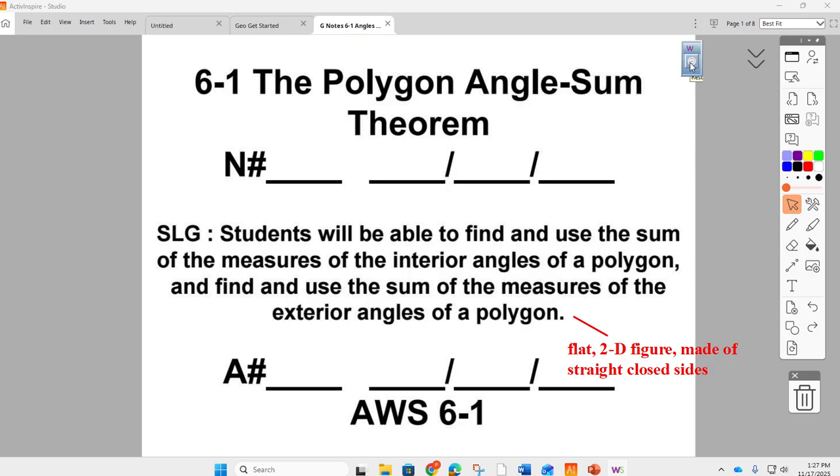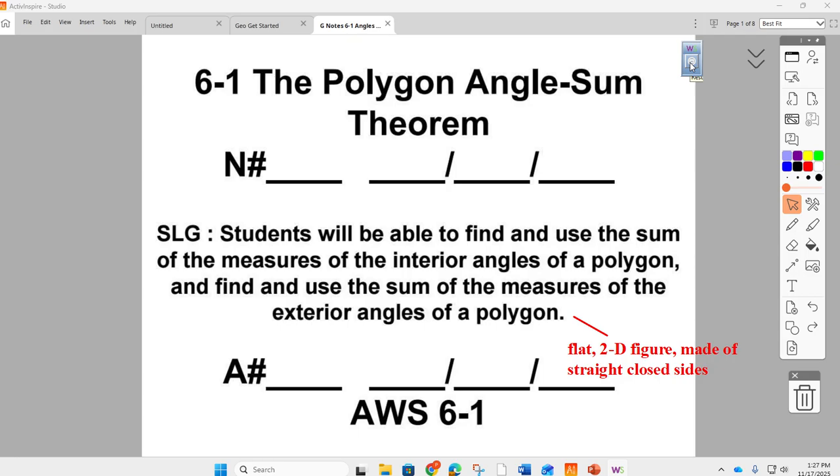Why can't we just do 180 times 18? Well, 180 times 18 would be too many, right? That would be like saying, for a triangle, you could say 3 times 180. But 3 times 180 is not the sum of the interior angles of a triangle, right? That's the sum of the interior angles of a 5-sided figure, a pentagon.